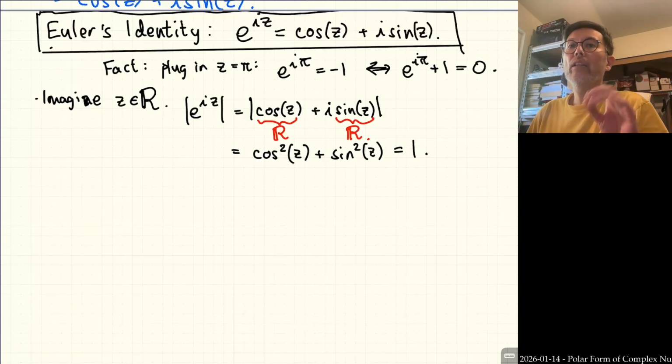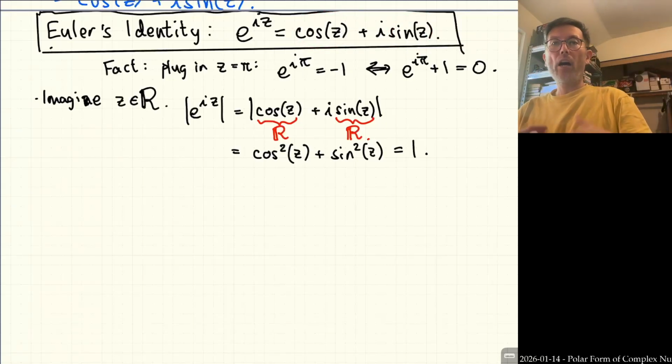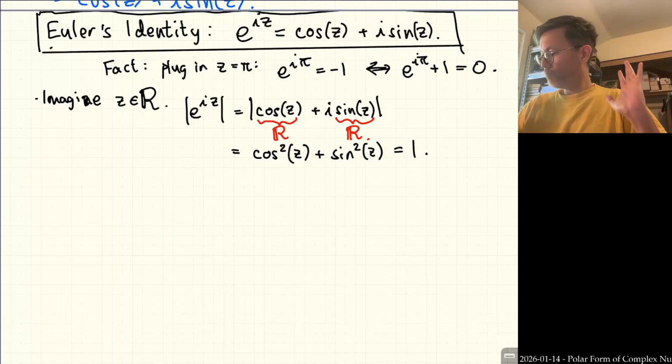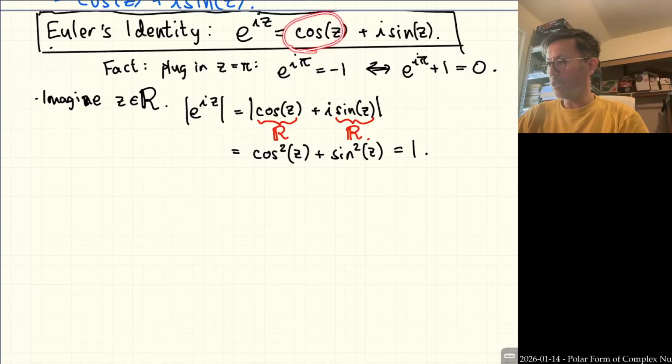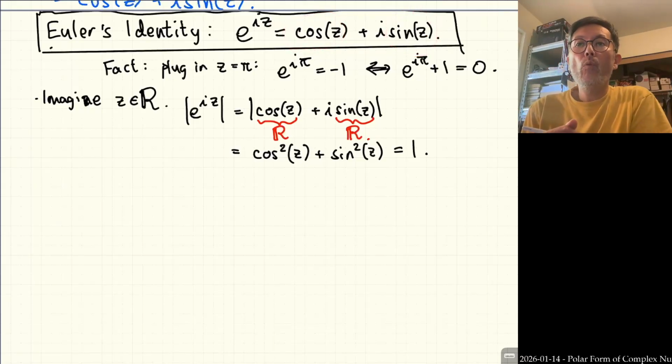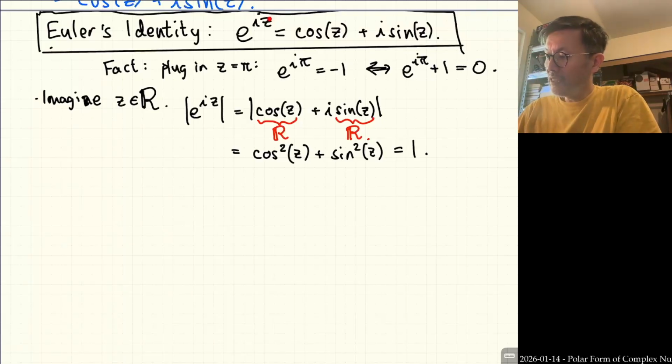Now I want to emphasize this holds for all z, all complex z. So in particular, don't get it twisted. We can't use our intuitions about these functions like cosine of z and sine of z that we earned from our understanding of these as geometric things when z is a real number. We need to learn more about how cosine of z and sine of z behave when z is a complex number.